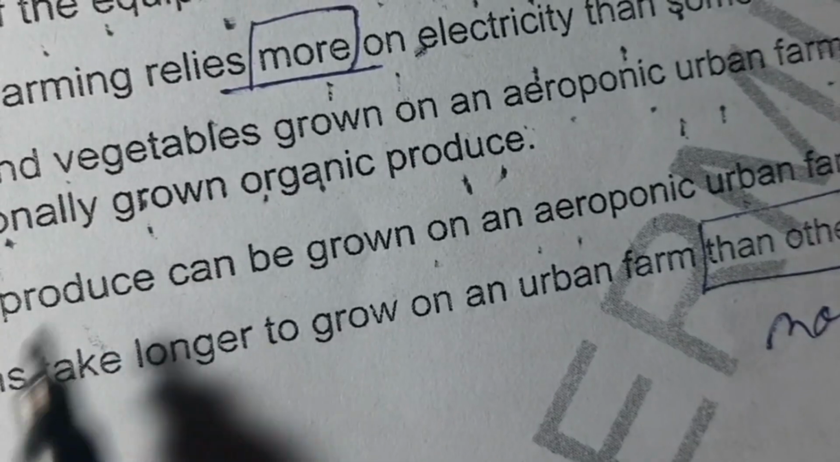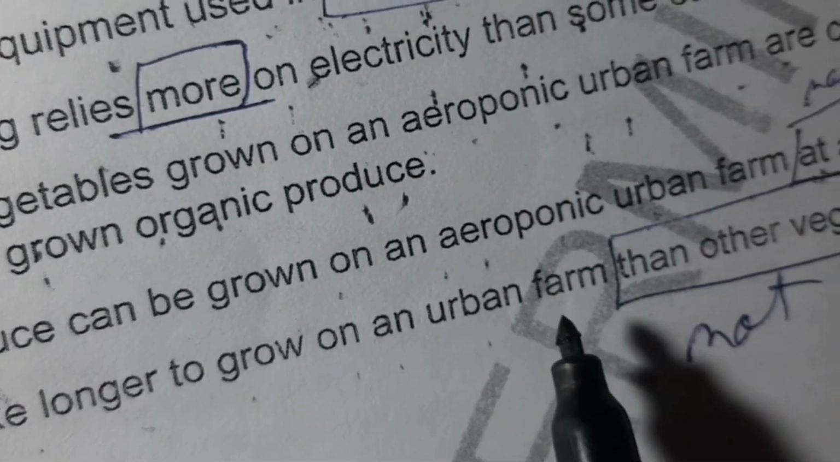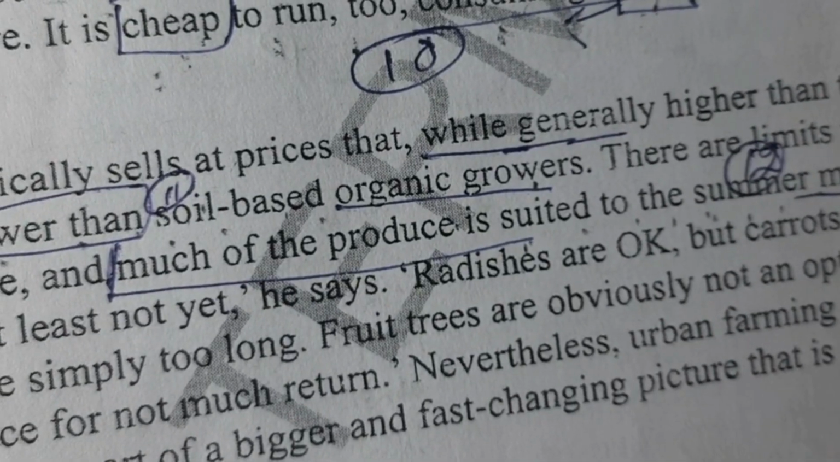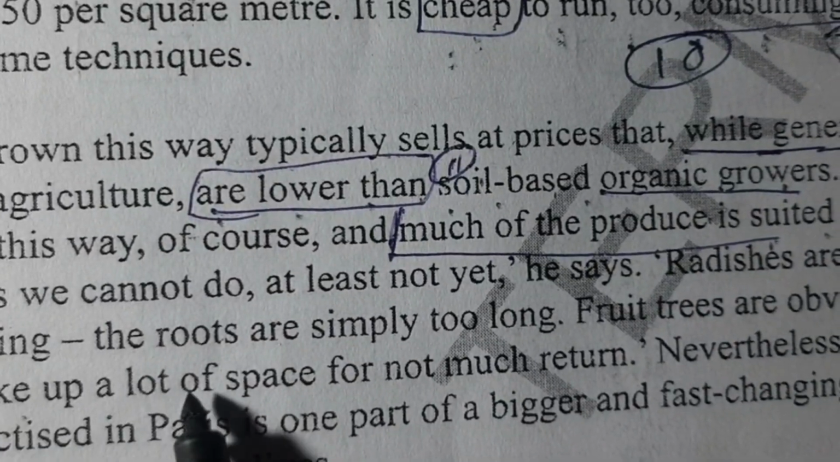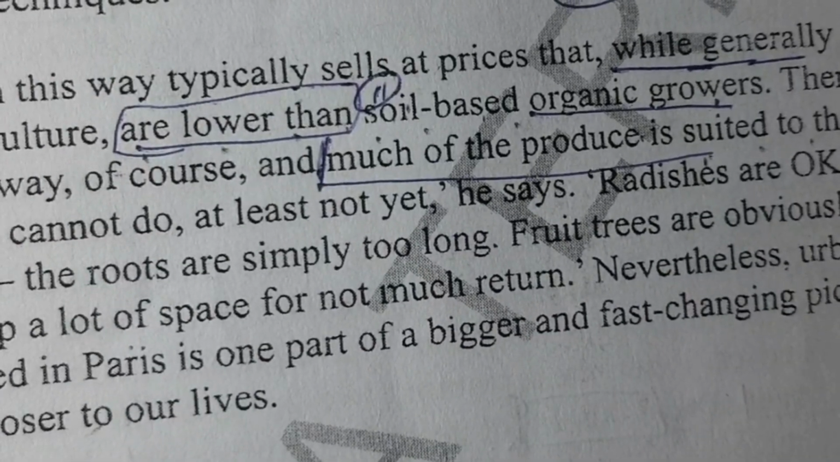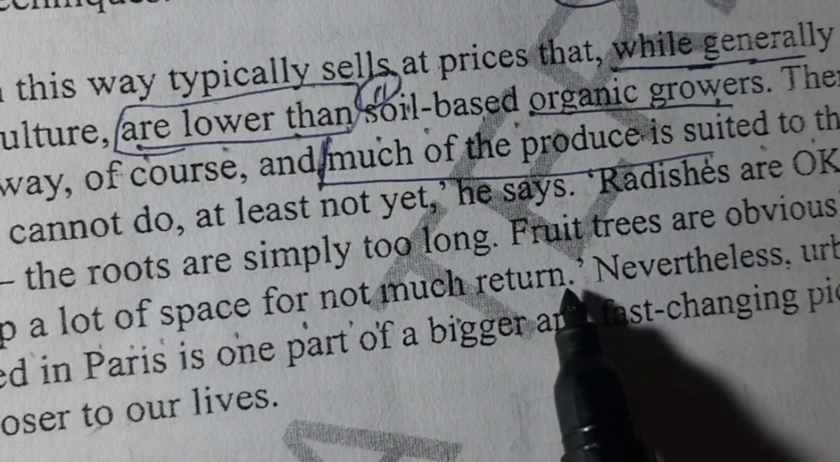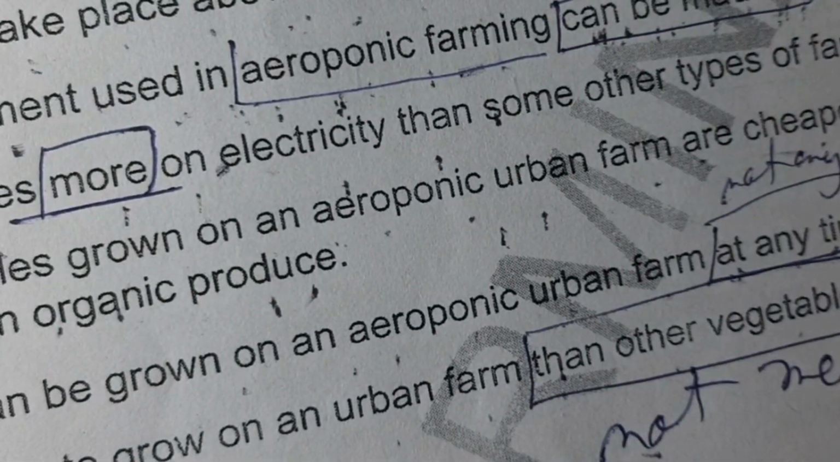Next, beans take longer to grow on an urban farm than other vegetables. Not other vegetables. Here we can see at the end of the passage, beans tend to take up a lot of space for not much return. But then other vegetables are not mentioned in the passage. So the answer is not given.